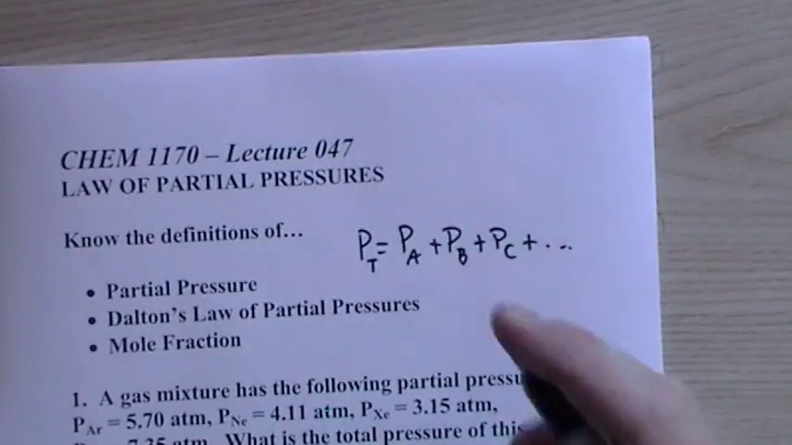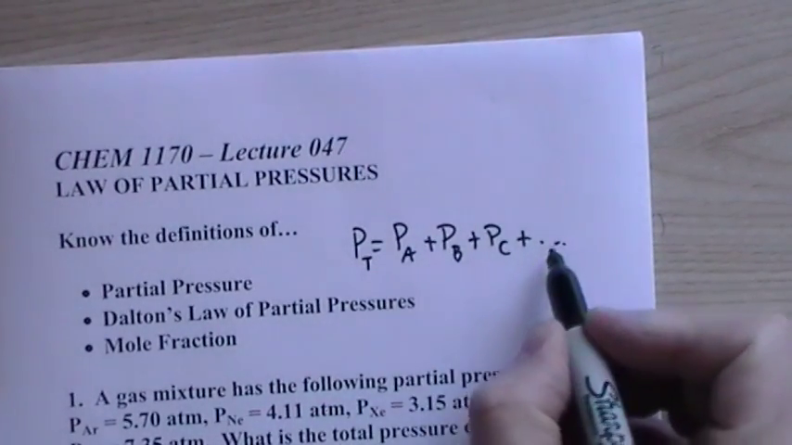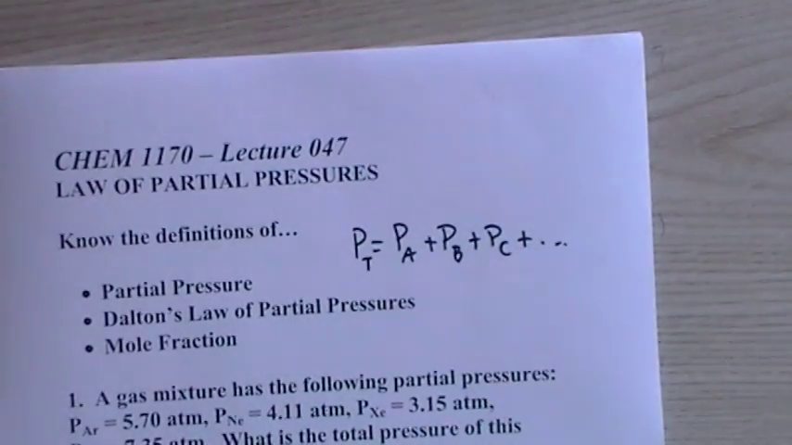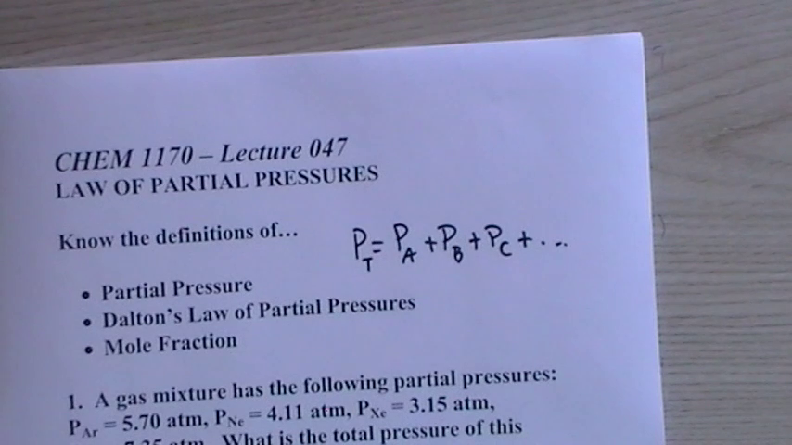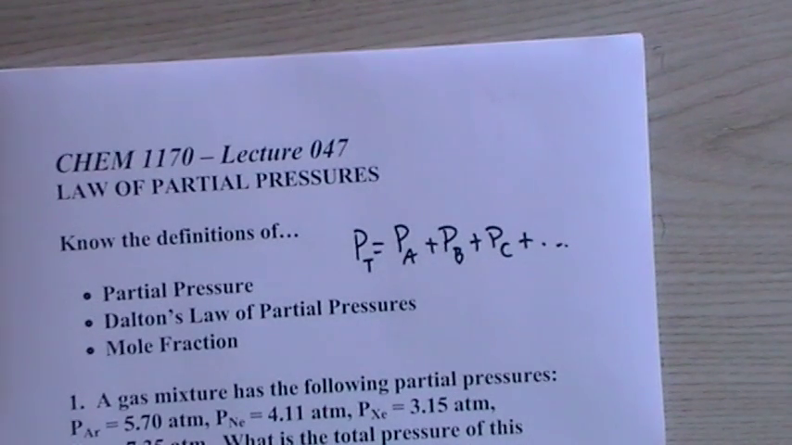And so that's why it goes out dot dot dot, because you can have as many gases as you want in a system. You can have just a few, you can have hundreds, thousands, but whatever the total pressure is, it's equal to the partial pressures of all of the gases summed up.